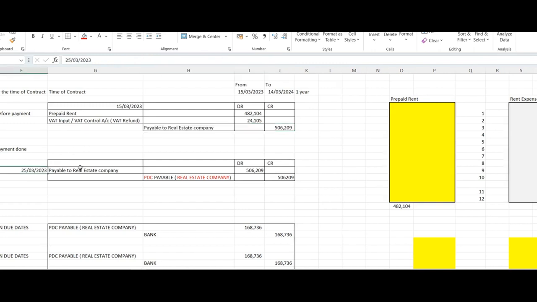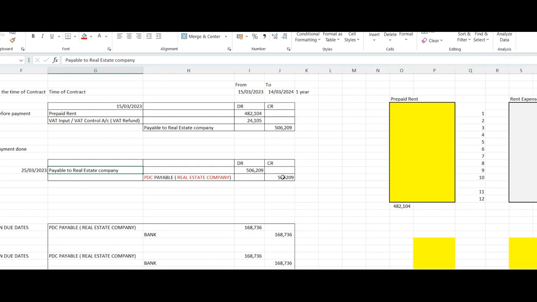These will be the entries that you will make once you receive the invoice, and you will just book a payable on that date. Now how are you going to pay? You are going to pay by post-dated check. So debit payable to real estate company and credit PDC payable to real estate company. Please keep in mind, we are not releasing or relieving one payable with the other. We are just changing one account for the sake of internal control. So payable to real estate company is just being replaced with payable to real estate company with PDC.